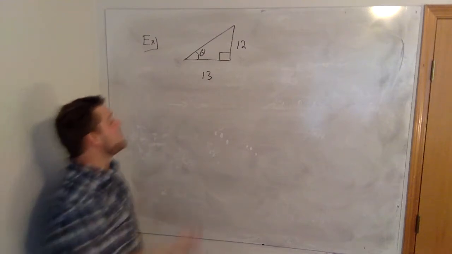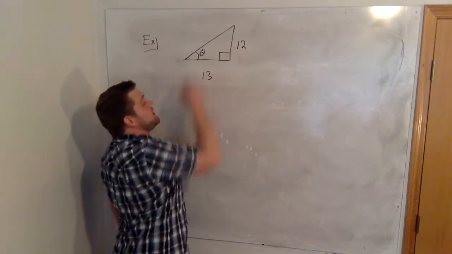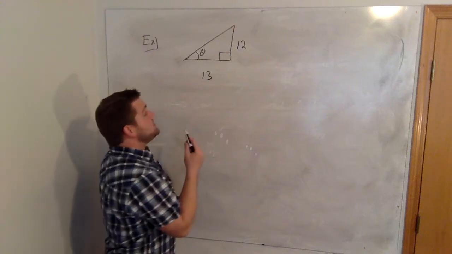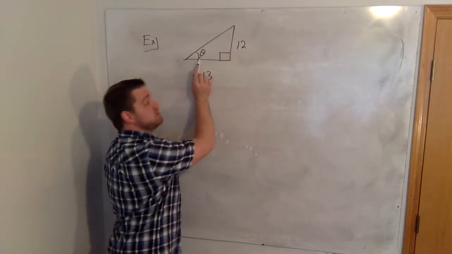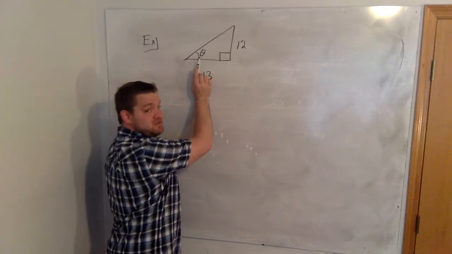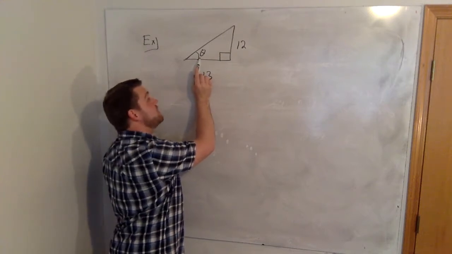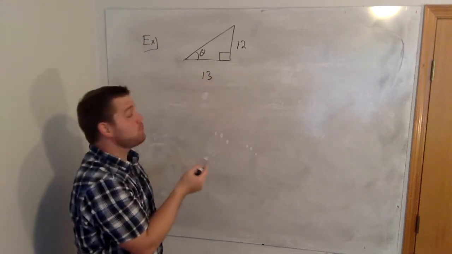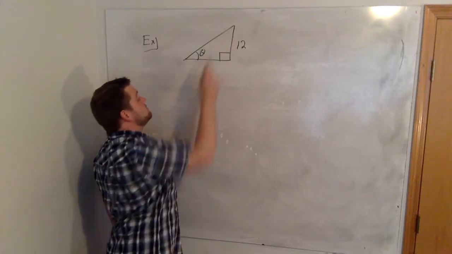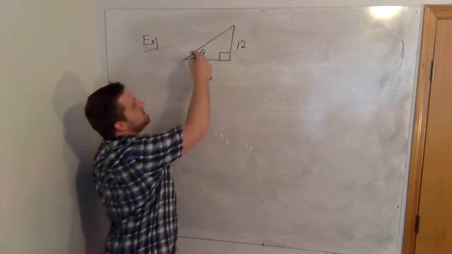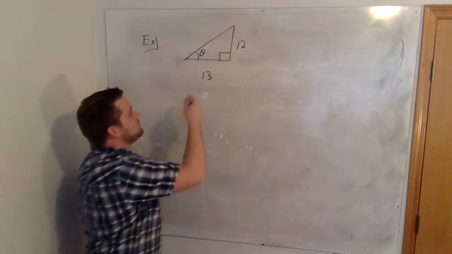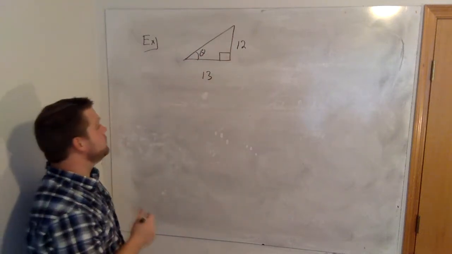Notice I don't know any of the angles. Since I know these two sides, I can figure out what this angle is. If I know what this angle is, since the sum of the angles of a triangle add to 180 degrees or pi radians, I could then use that to find the third angle. And I could also use the Pythagorean theorem to figure out the hypotenuse. Let's think about how I could find the angle.